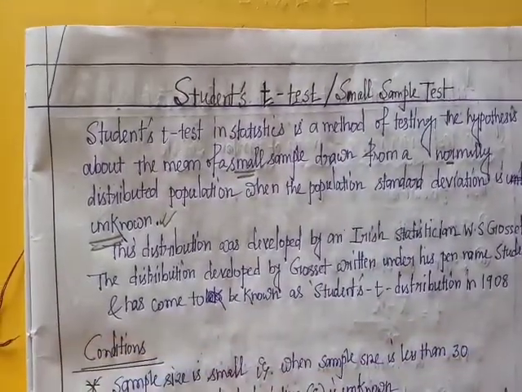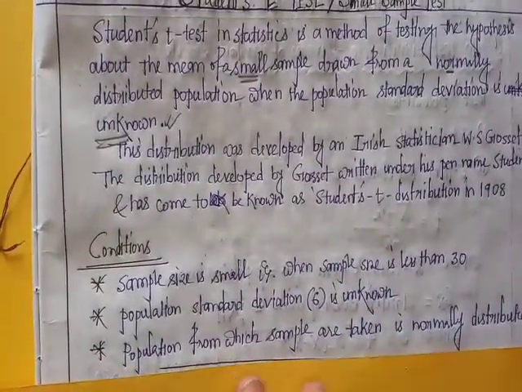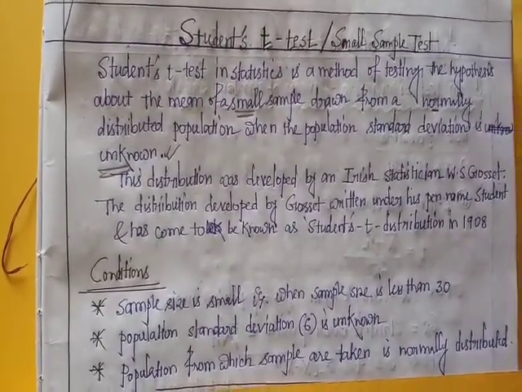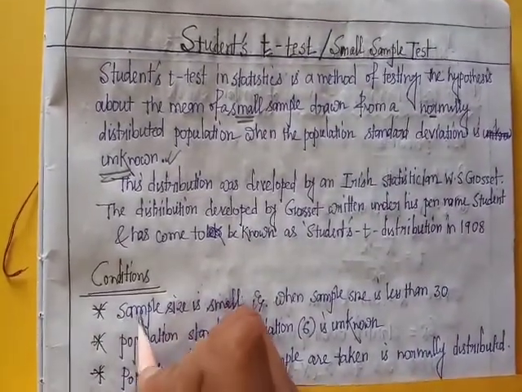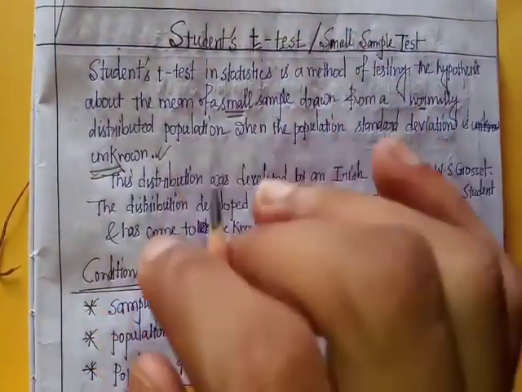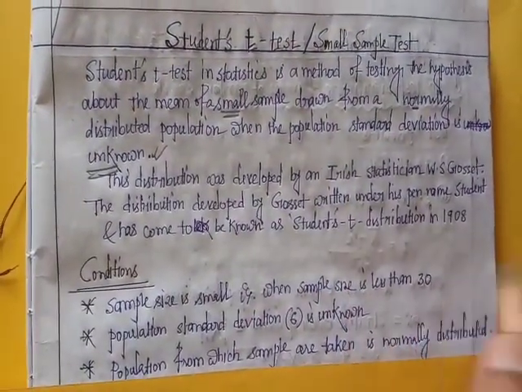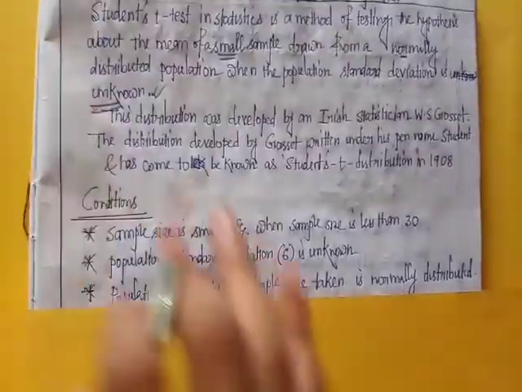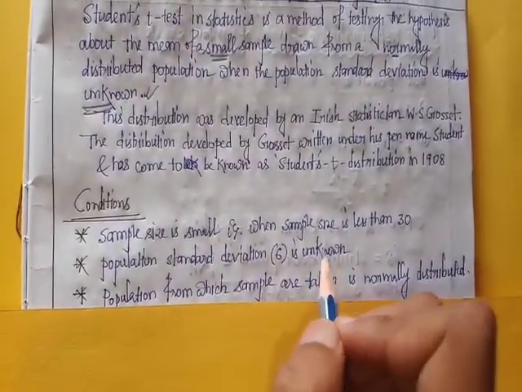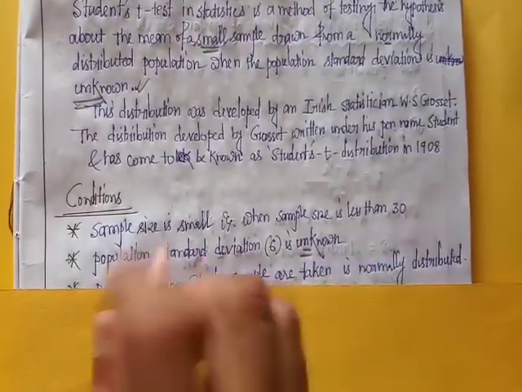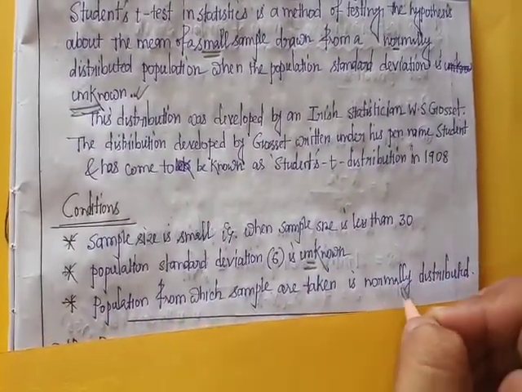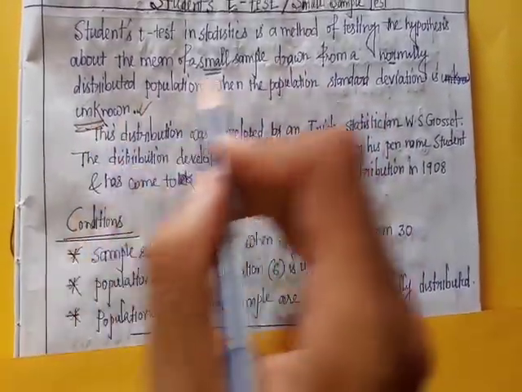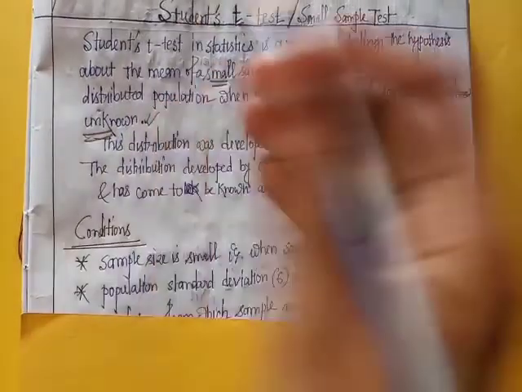Next, conditions for student t distribution or student t test or small sample test. Conditions: sample size is small, meaning less than 30. Population standard deviation is unknown, sigma is unknown. Population from which sample are taken is normally distributed. Please remember these three conditions.